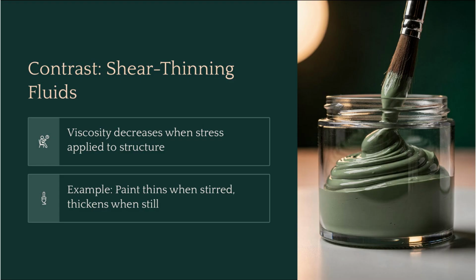Now let's look at the other side of the coin. Contrast: shear thinning fluids. In these materials, the viscosity decreases when stress is applied to the structure. A perfect example is house paint. Paint thins when stirred, thickens when still, which allows it to spread easily on a wall, but not drip down once the brush is removed.